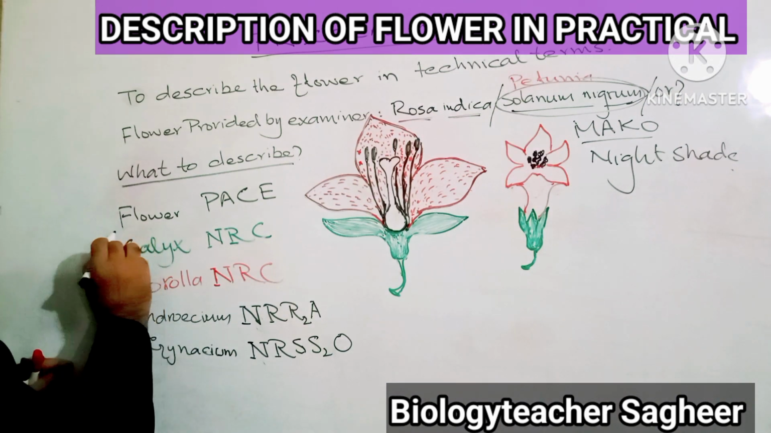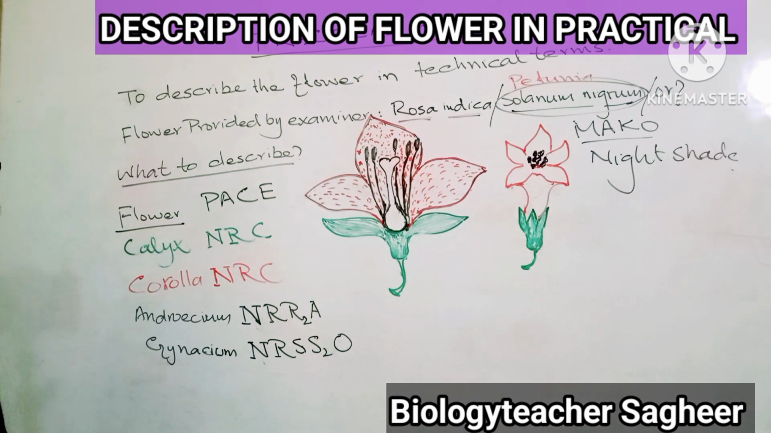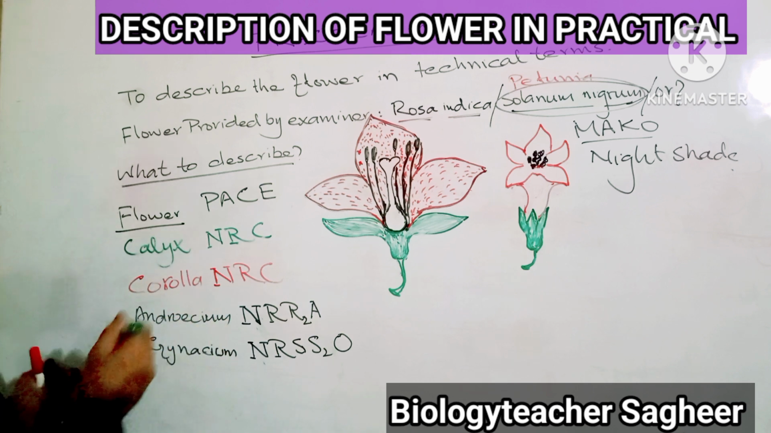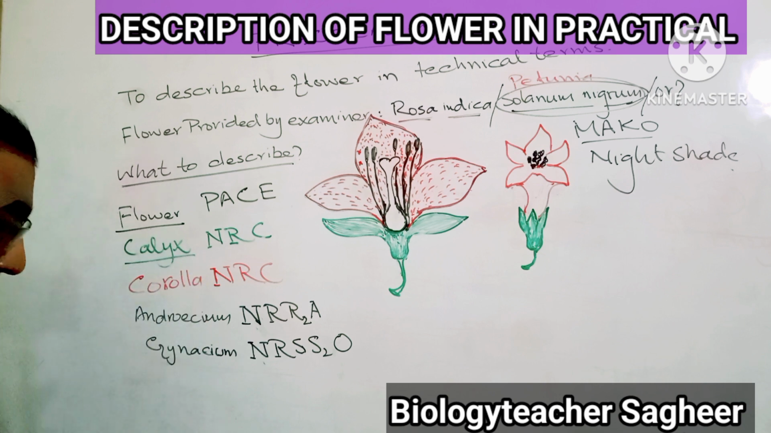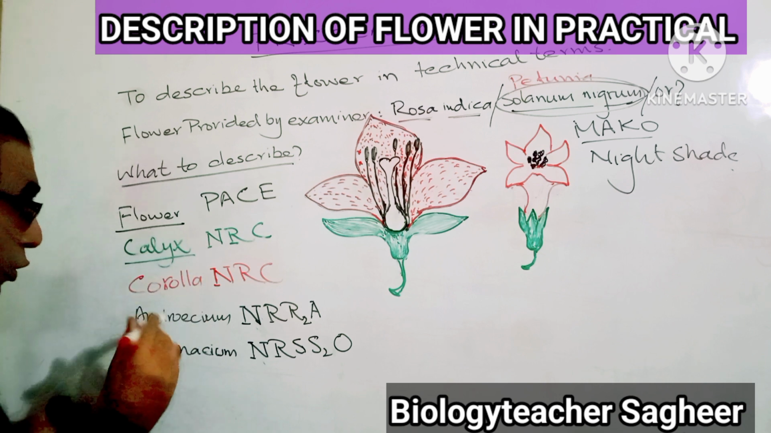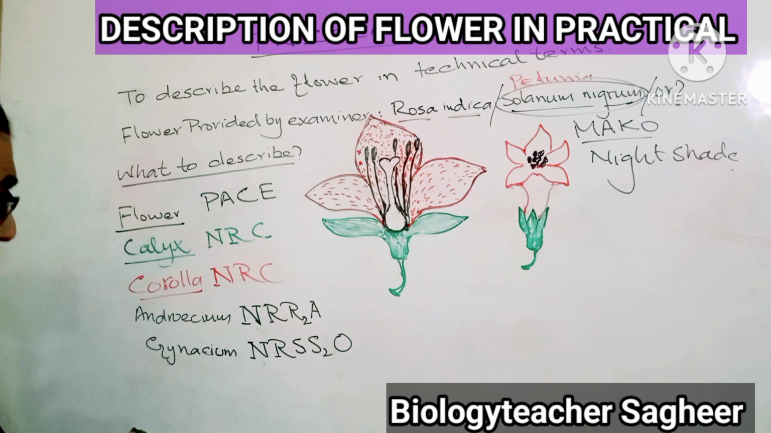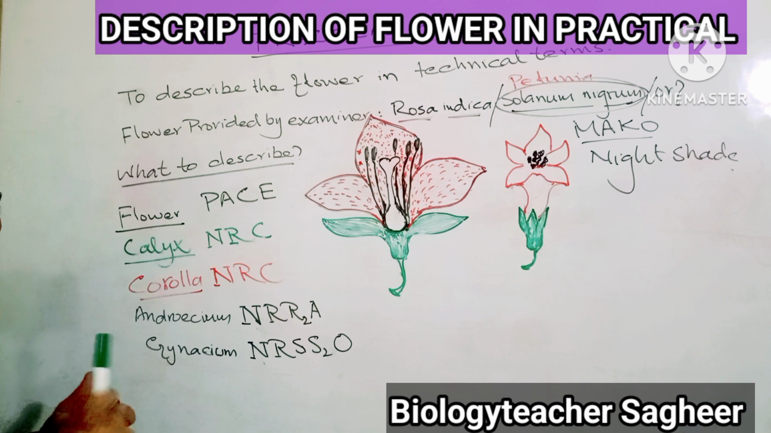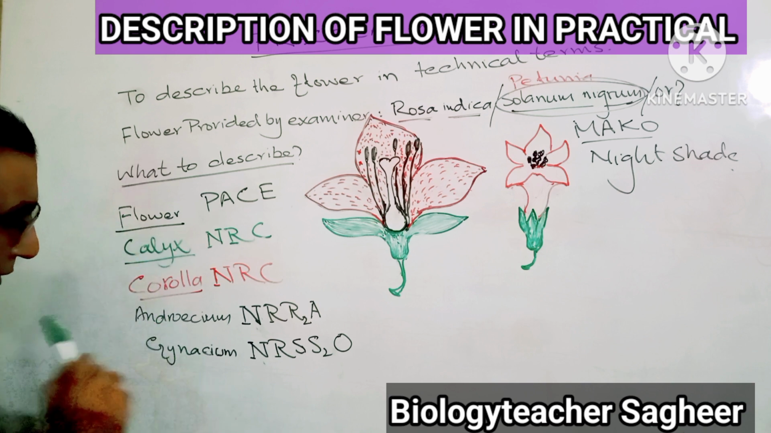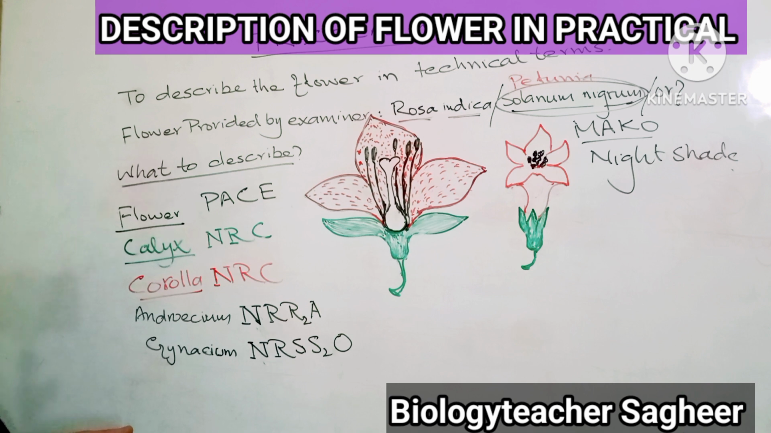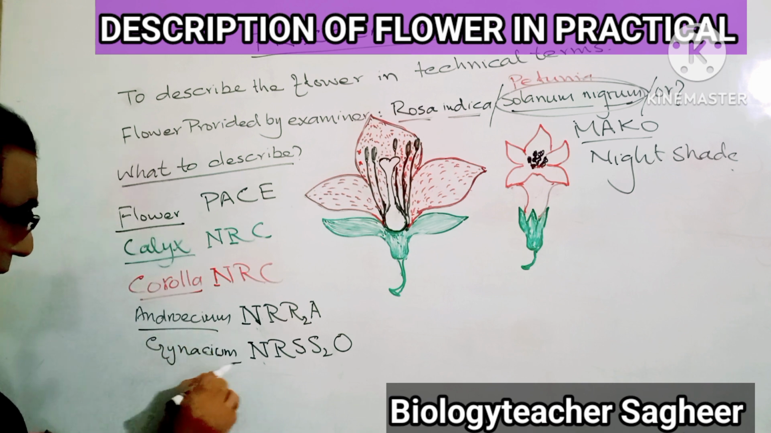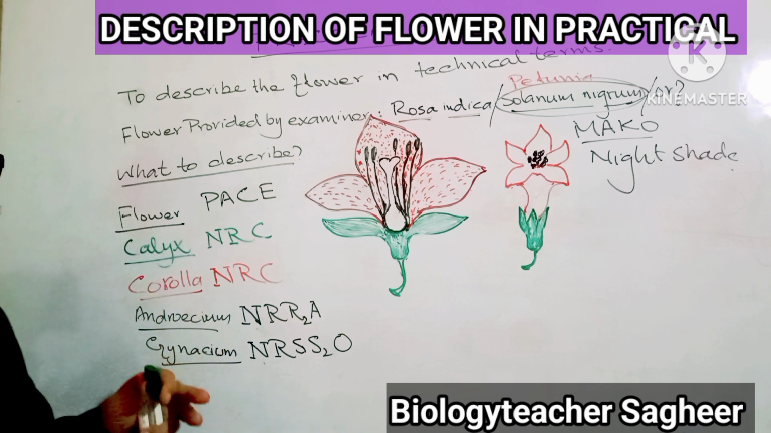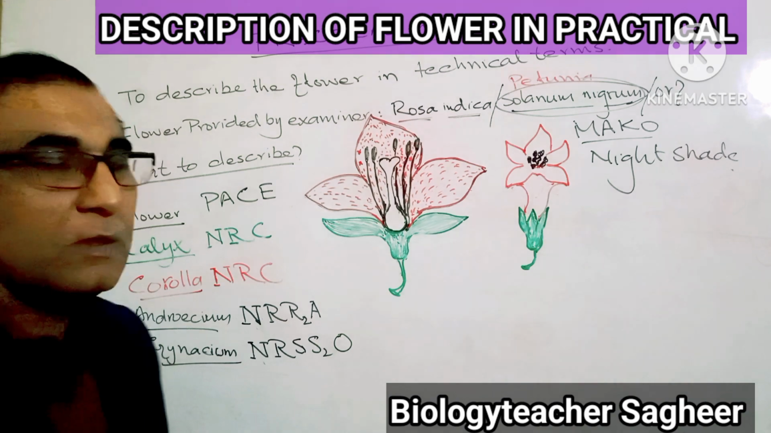Either the flower itself, or you can see the morphology of the flower. That can be the calyx, that can be the corolla, or the flower, androecium and gynoecium. That can be calyx, androecium and gynoecium. So any 3 parts you will have to describe in your practical exam.